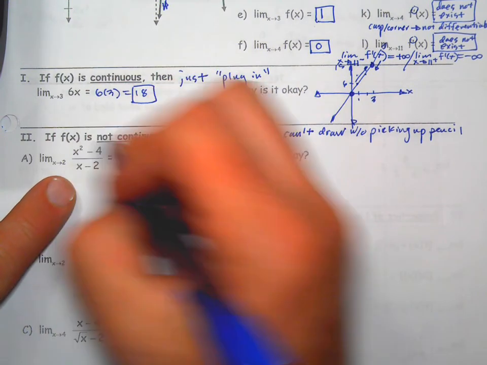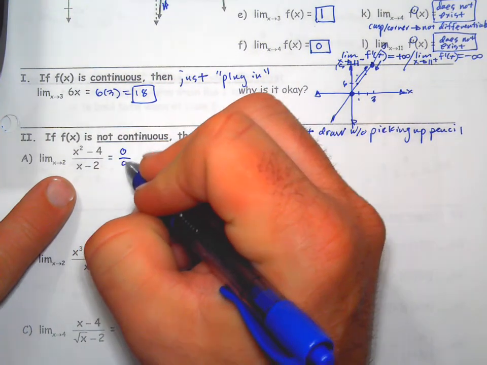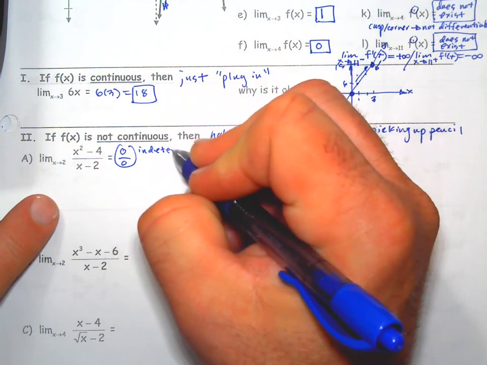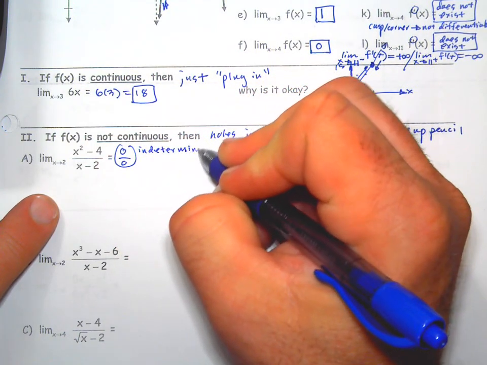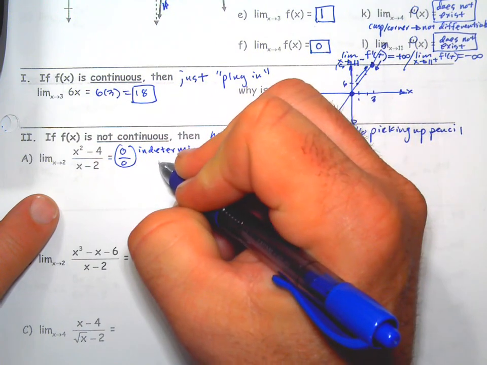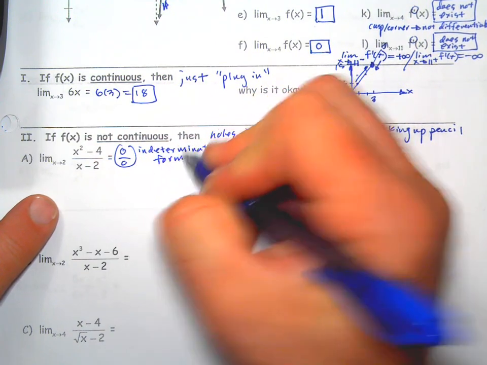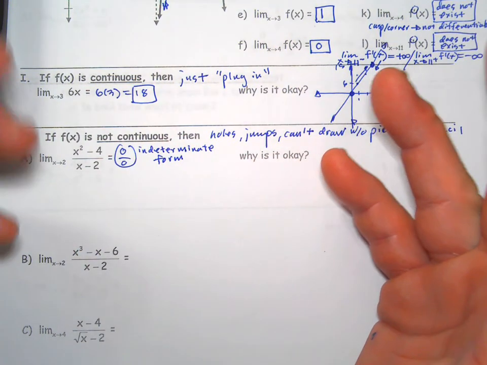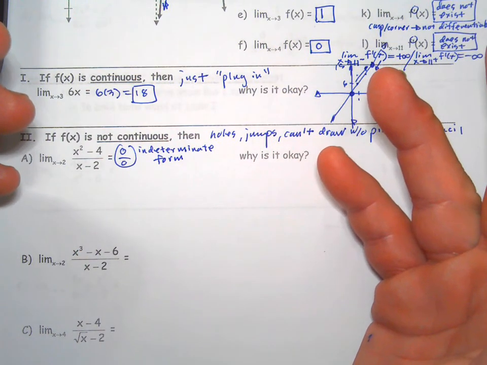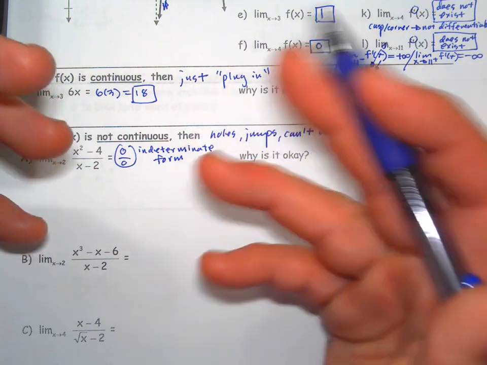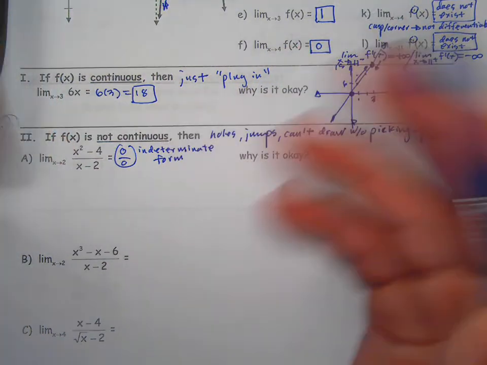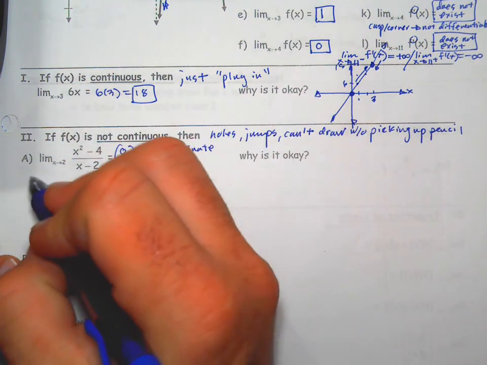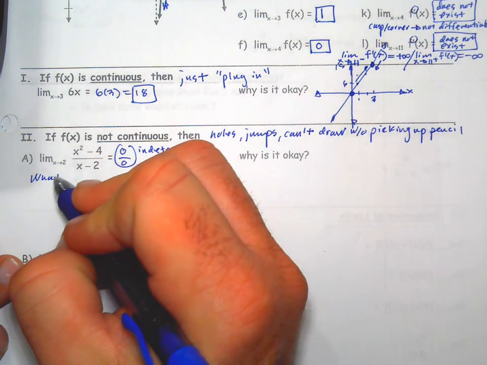As you plug 2 in here, you get 0 over 0. So we call this an indeterminate form, meaning you cannot determine the answer. Okay? Is it 0 because 0 divided by anything is 0? Is it infinity, undefined, because anything divided by 0 is undefined? Is it just like 1 because they're the same? It could be any of those. So now, what did you guys do last year in pre-calc?